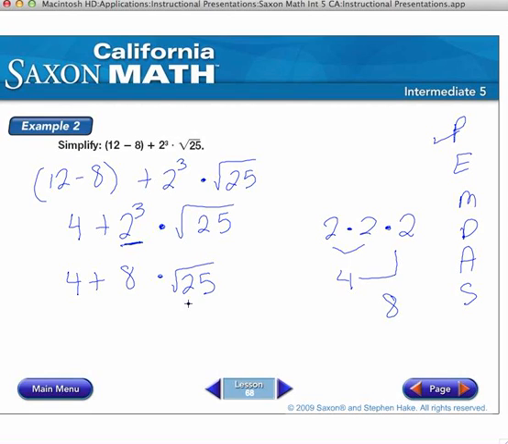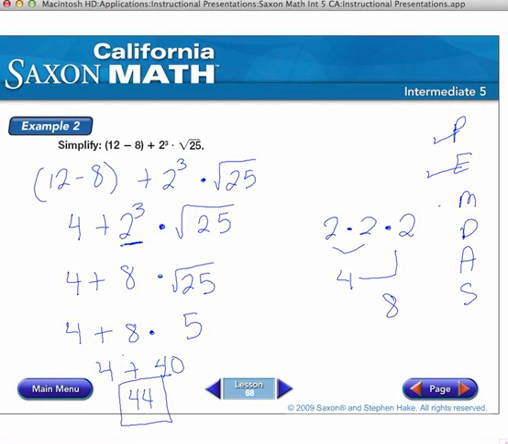Now I can solve the square root of 25, which is 5, and I rewrite the rest. 4 plus 8 times 5. Okay, so my exponents are now done. Now I'm going to multiply. 8 times 5 is 40. Rewrite the rest, and 4 plus 40 is 44.